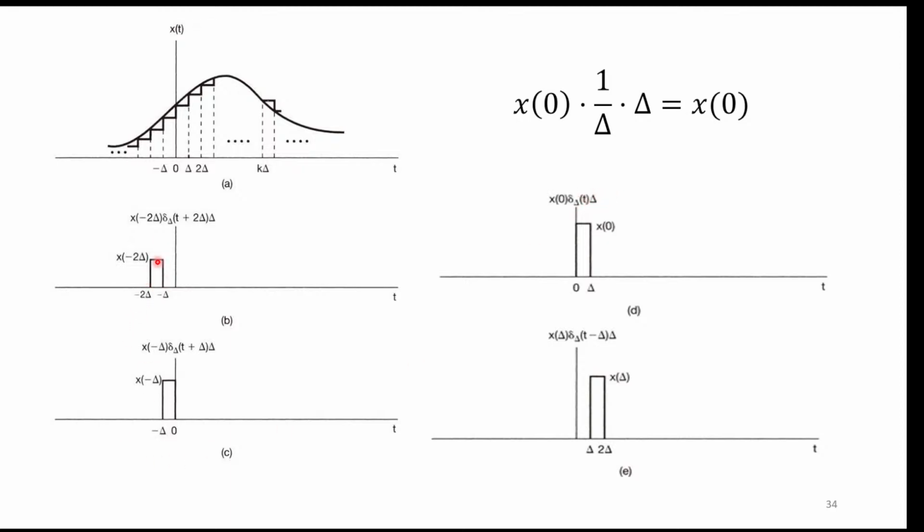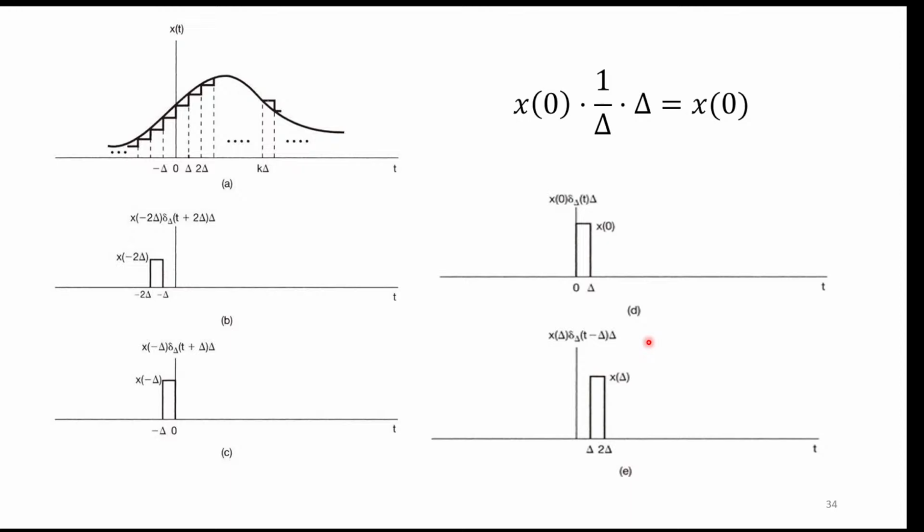And then this rectangle starting at minus 2 delta, we think of it as x of minus 2 delta times delta sub delta, time shifted to minus 2 delta, so t plus 2 delta, and times delta, etc. Okay, so each of the rectangles is a time-shifted delta sub delta times the signal value x of t at some point, and times delta.